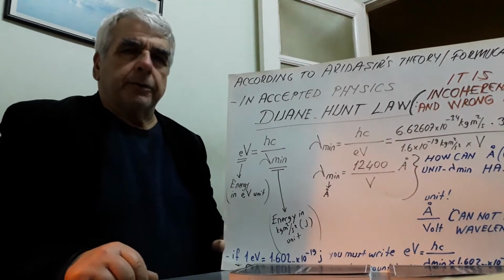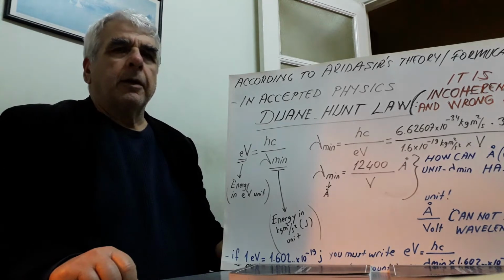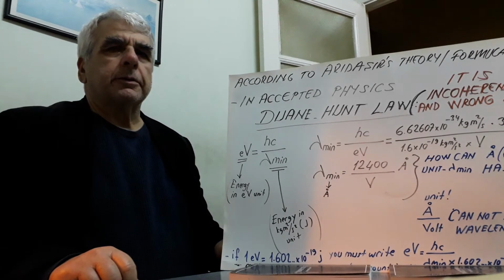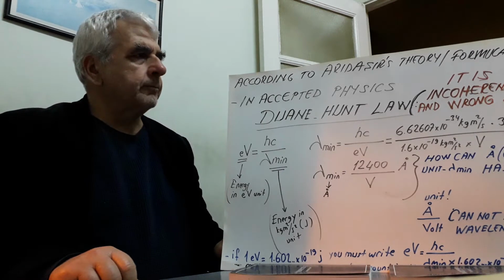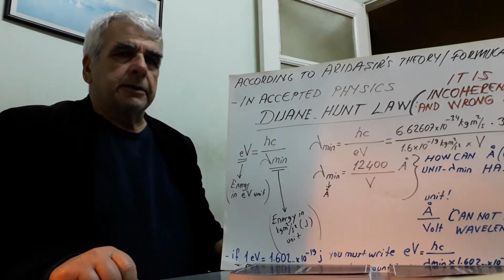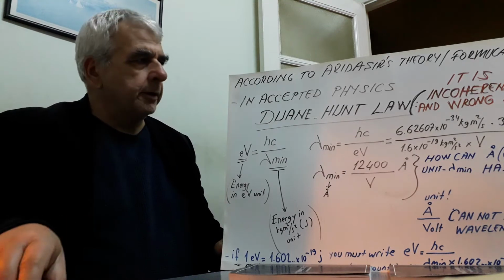According to my theory, electron volt cannot be a unit of energy. There are deep contradictions here.